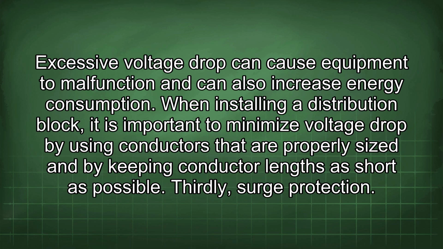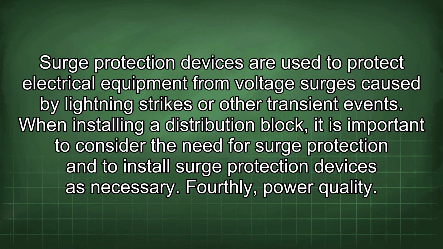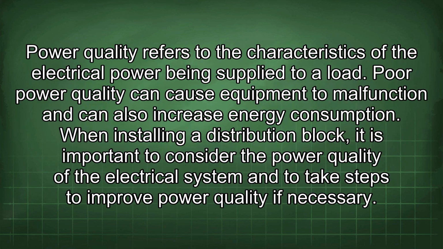Thirdly, surge protection. Surge protection devices are used to protect electrical equipment from voltage surges caused by lightning strikes or other transient events. When installing a distribution block, it is important to consider the need for surge protection and to install surge protection devices as necessary. Fourthly, power quality. Power quality refers to the characteristics of the electrical power being supplied to a load. Poor power quality can cause equipment to malfunction and can also increase energy consumption. When installing a distribution block, it is important to consider the power quality of the electrical system and to take steps to improve power quality if necessary.